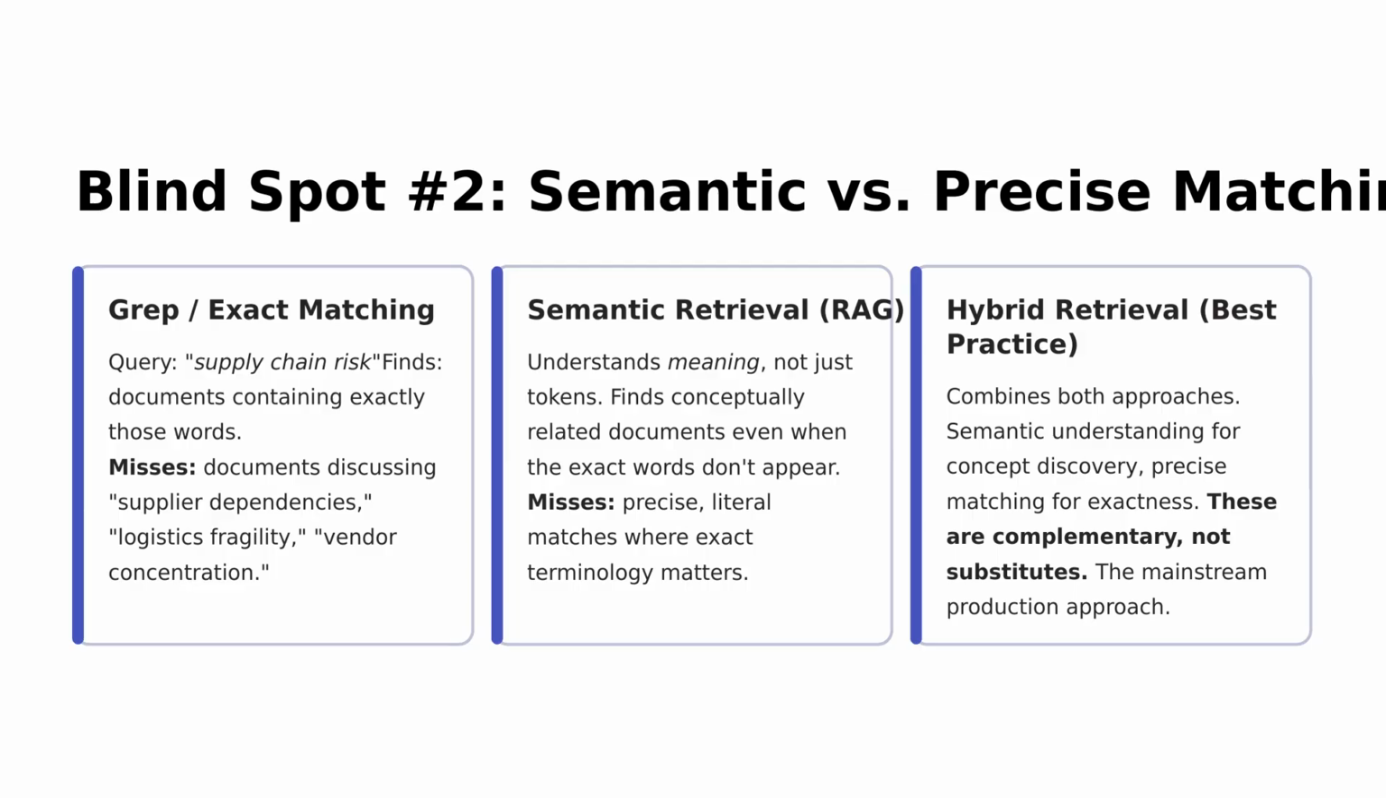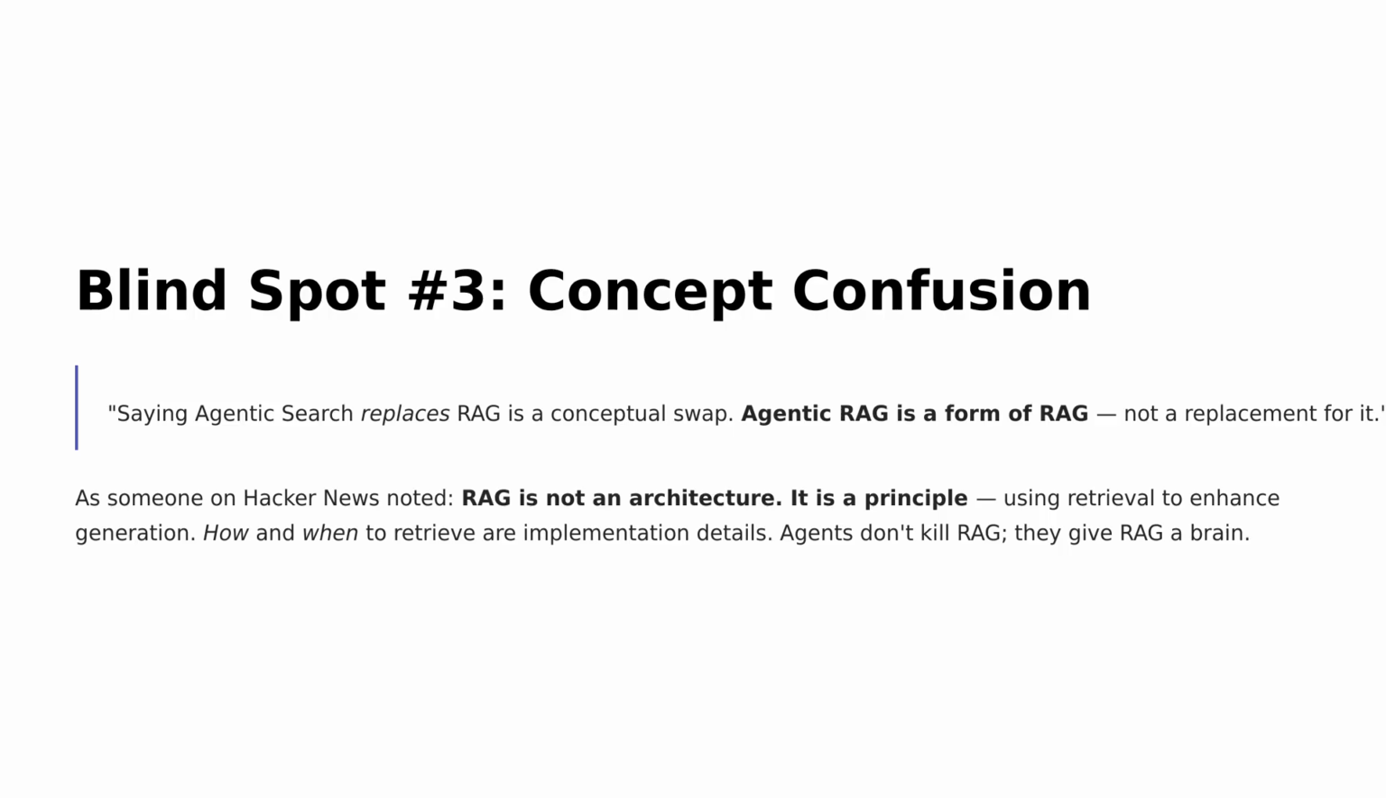Let's explore blind spot 2, semantic versus precise matching. Exact matching, like grep, finds documents with specific phrases, such as supply chain risk, but misses related concepts like supplier dependencies. Semantic retrieval understands broader meanings, capturing conceptually linked ideas, but may overlook exact language. The best practice is hybrid retrieval, merging both methods for comprehensive coverage. This approach balances concept discovery with precision, making it ideal for mainstream applications.